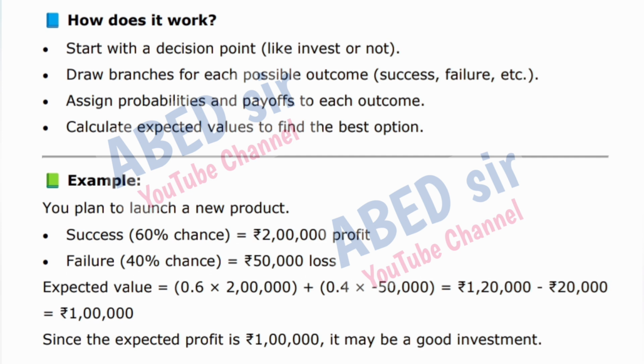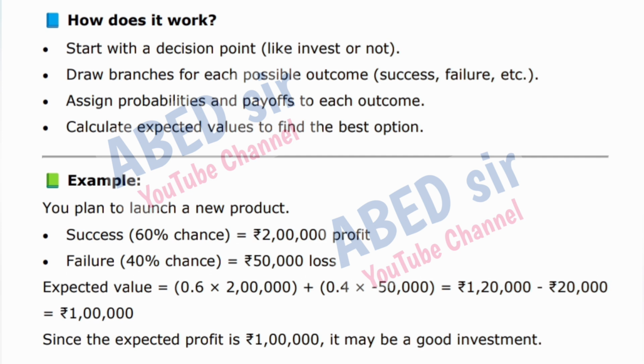How does it work? Start with a decision point like invest or not. Draw branches for each possible outcome, success, failure, etc. Assign probabilities and payoffs to each outcome. Calculate expected values to find the best option. Example. You plan to launch a new product. Success, 60% chance, is equal to 2 lakhs rupee profit. Failure, 40% chance, is equal to 50,000 rupee loss.